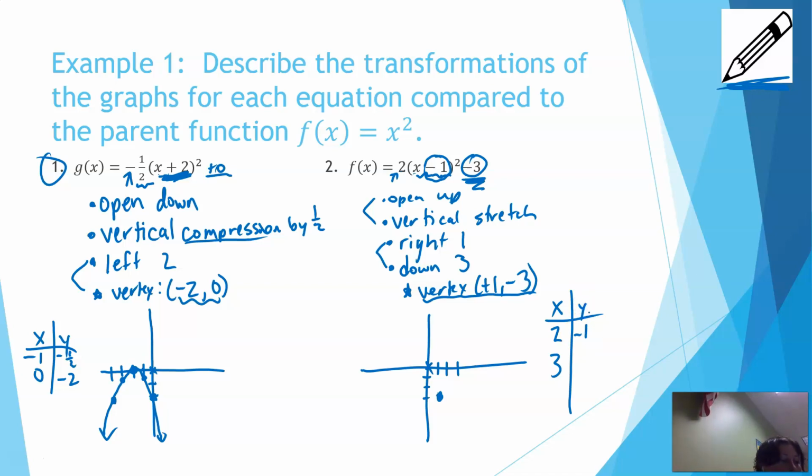Okay, so I have a point 2, negative 1. And then if I plug in 3, 3 minus 1 is 2, 2 squared is 4, 4 times 2 is 8, 8 minus 3 is 5. So I have a point at 2, negative 1, which means I also have a point at 0, negative 1. I have a point then at 3, 5, which also at negative 1, 5. And I can see that it's a little bit skinnier and open upward.